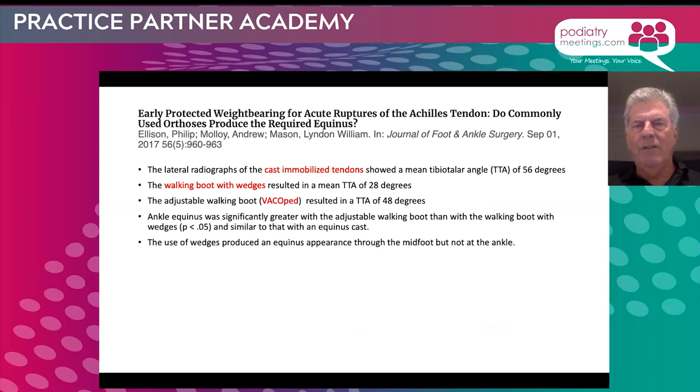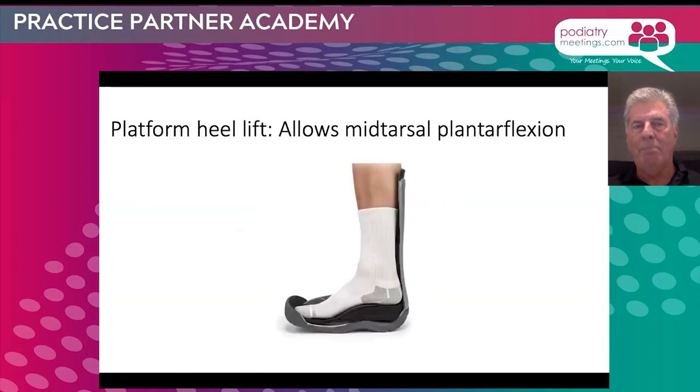So if we look at the tibiotalar angle, the large angle is preferable. It means a large amount of equinus, 56 degrees in the cast. The walking boot only achieved half of that with the wedges. The adjustable boot achieved a pretty similar position as the total equinus cast.